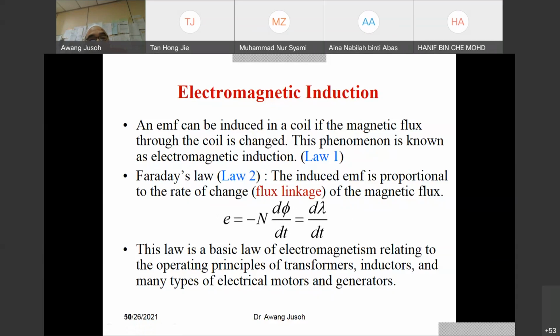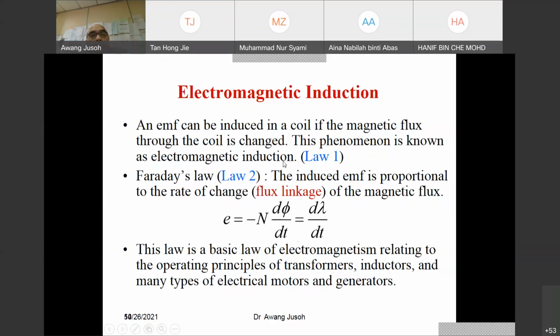And the negative sign stands for polarity, the polarity of the voltage produced. The voltage produced in the particular coil always opposes the main flux that produces it. They always oppose. That's why they put the negative sign. So this is the basic law for transformers, inductors, and many types of electrical motors and generators. We will use this law later on, the first law and second law.